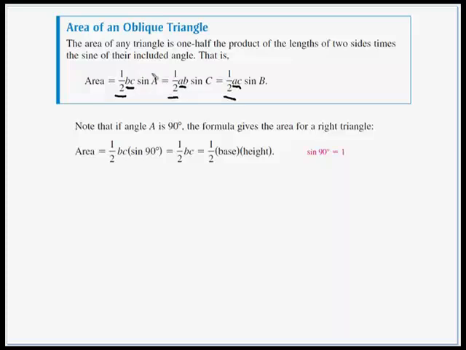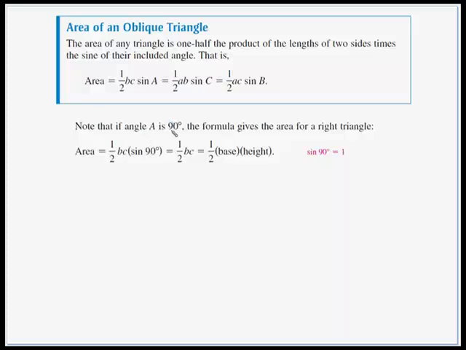The angle is the one that's not one of the two sides. Here the sides were b and c. This is the sine of angle A, the one that's not over here. In the next one we have ab and the sine of C. A and b are the sides. C is the angle that we're taking the sine of. Or you could do 1/2 ac sine B. Whichever one of those fits the problem at hand.